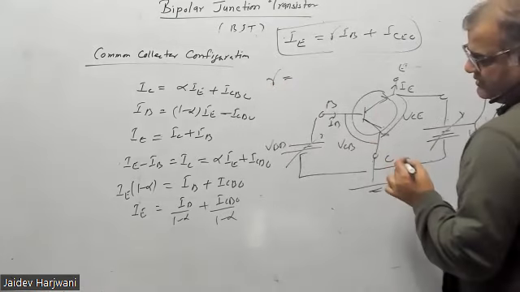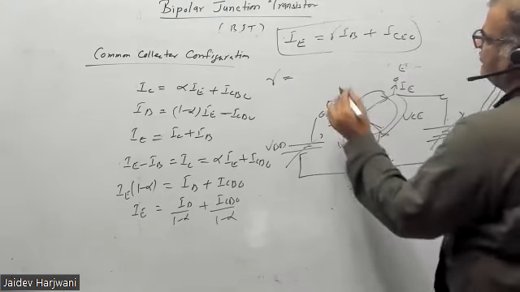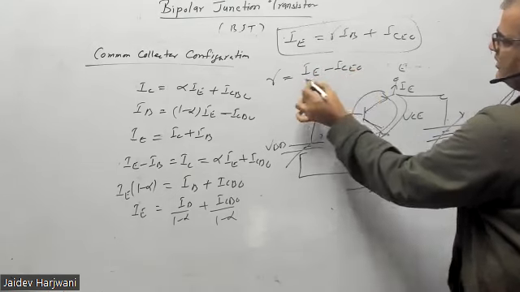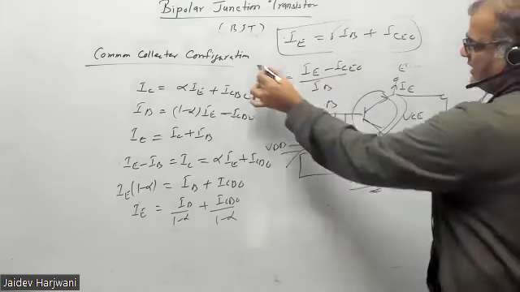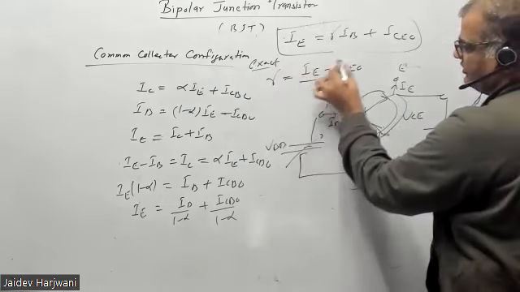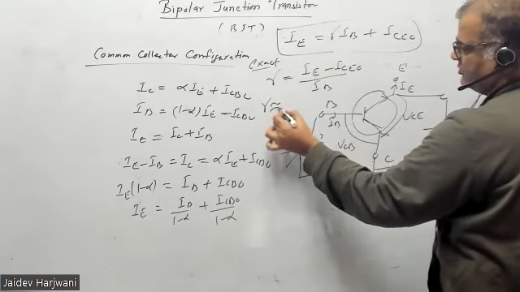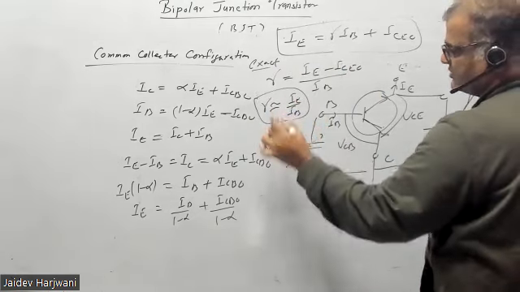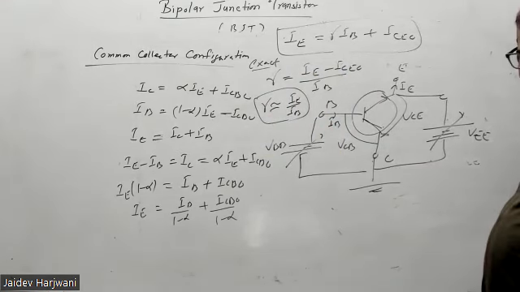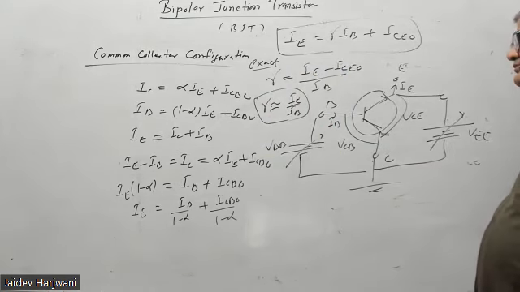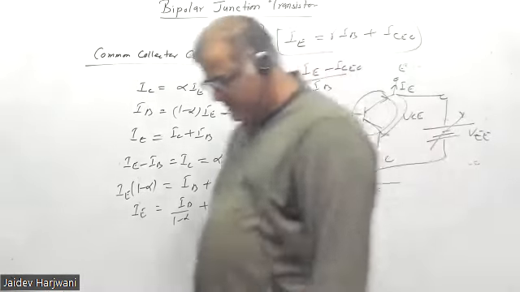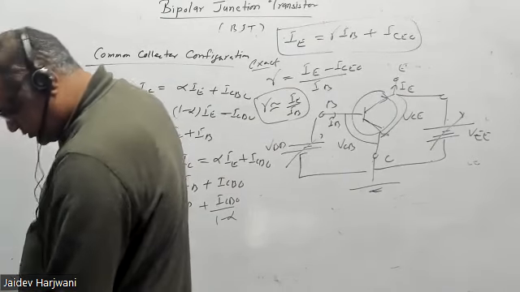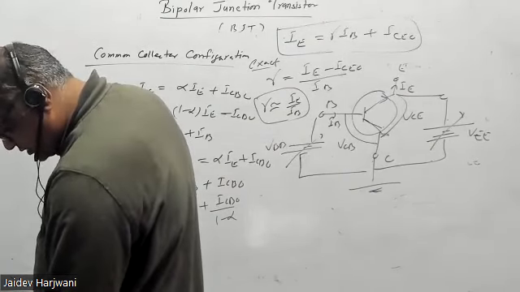Where gamma is what? You want to derive gamma. Gamma is basically (IE minus ICO) upon IB. This is the exact thing. And if you take ICO as 0, this is your current gain, IE upon IB. This is a very high current gain. This configuration has a very high current gain, almost equal to the common emitter configuration, because IE is almost equal to IC.